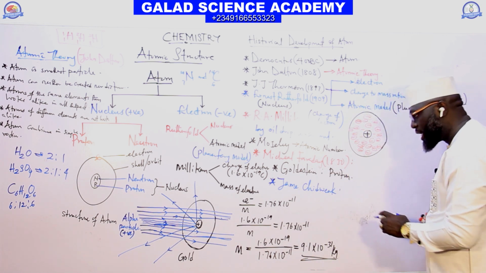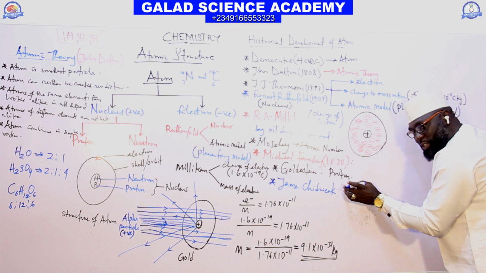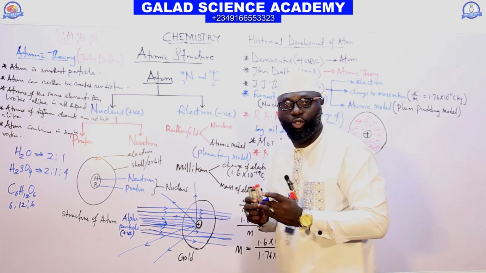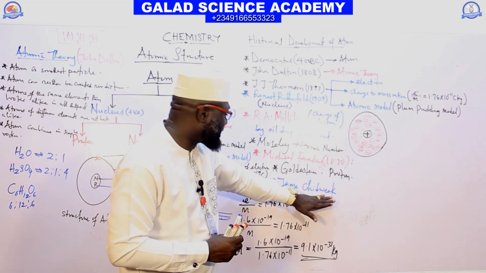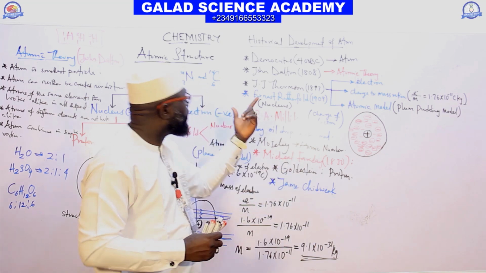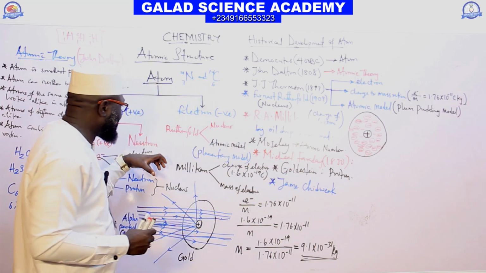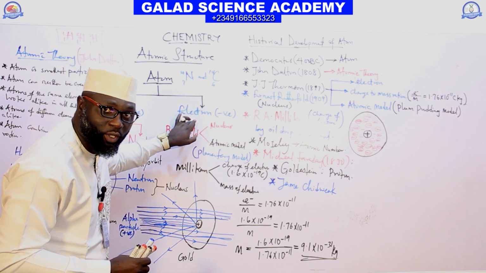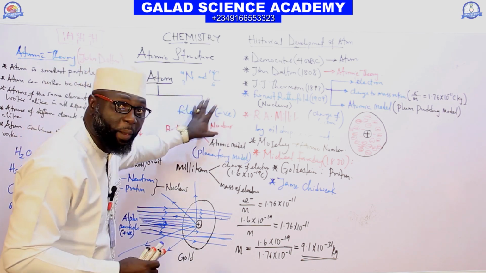James Chadwick is the man that completes the atomic structure. In the atomic component, we have what we call the proton, neutron, and electron. They are the subatomic particles.